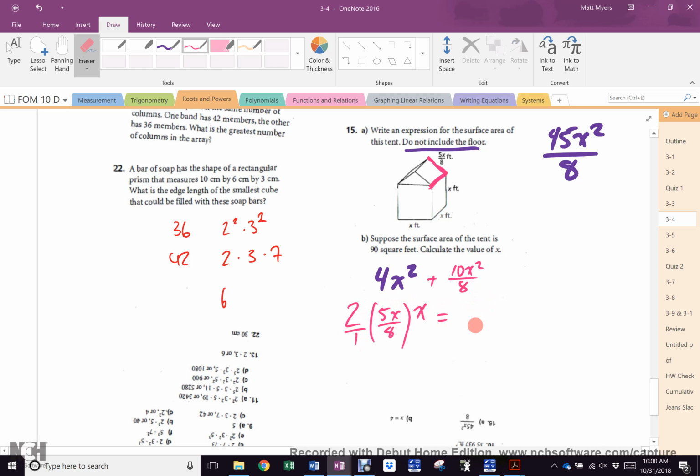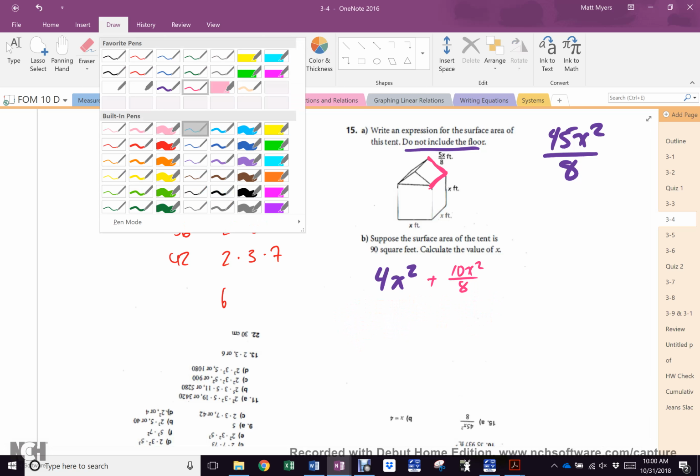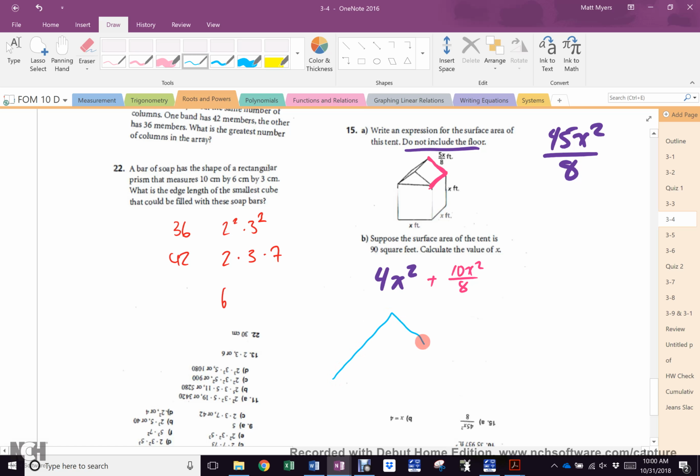Okay, so what is the only part of this tent we haven't talked about? I just gave it away. The triangle at the front. And I'm going to draw it big so you can see. How long is this side? 5x over 8, yes? How long is this? X. To do the area of a triangle, I need a height, don't I?